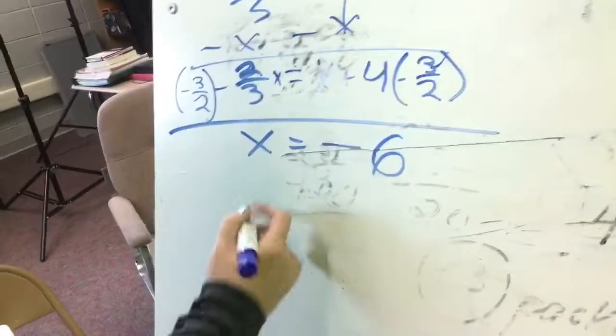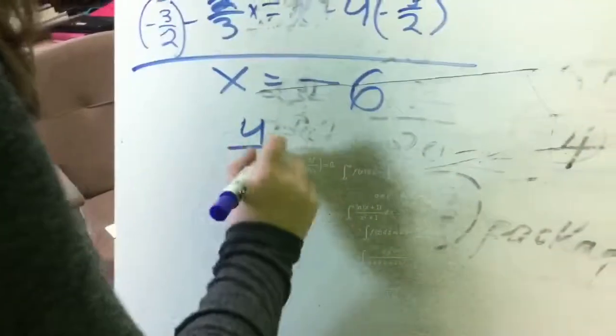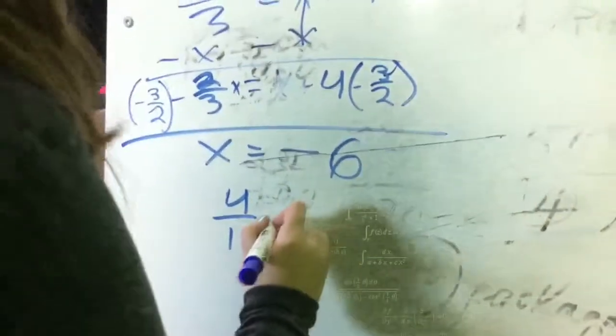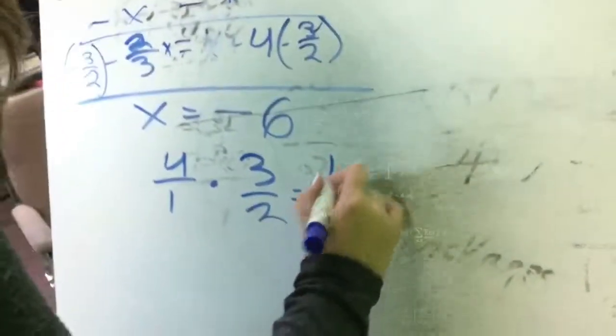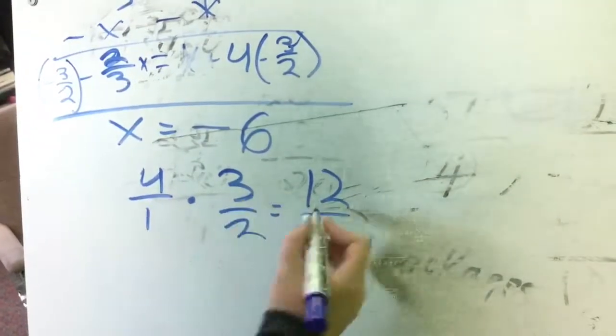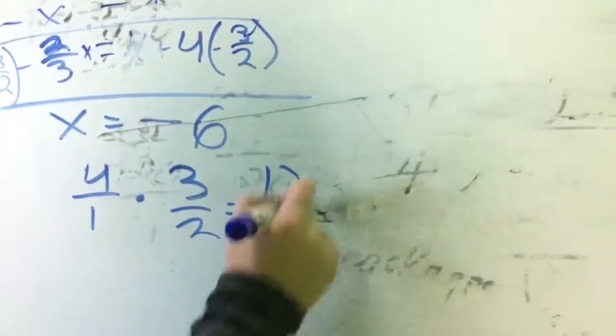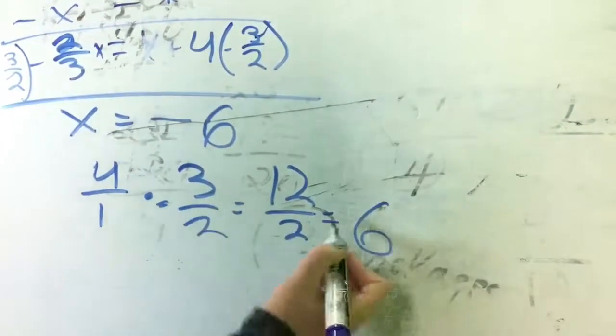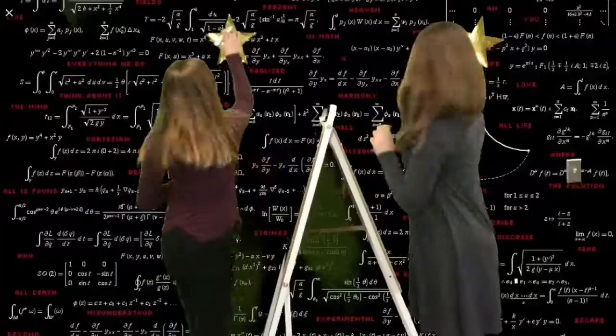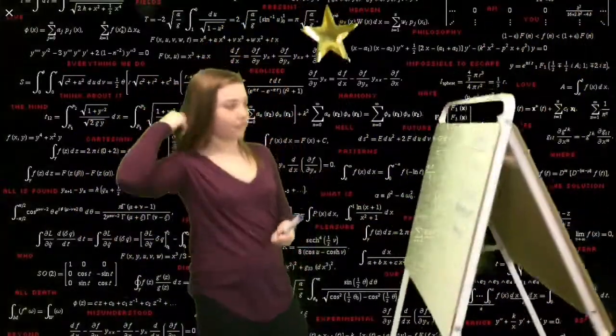And to show how to do this, you would turn 4 into a fraction and multiply it by 3 over 2. Then you would get 12 on the top and 2 on the bottom. You divide 12 by 2 and you get 6. And since this is a negative, you get negative 6. There's your answer. All right, Sarah, you hit the star first, but can you please explain your check for me?